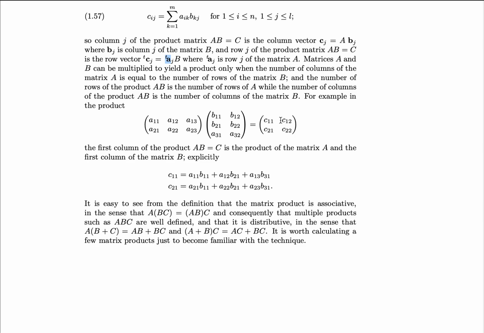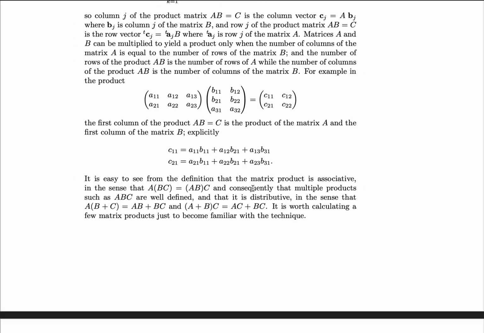For instance, C11 is equal to A11 B11 plus A12 B21 plus A13 B31. If you follow my math, you see that, for instance, the C22 entry will be the second row times the second column, multiplied and added pairwise.